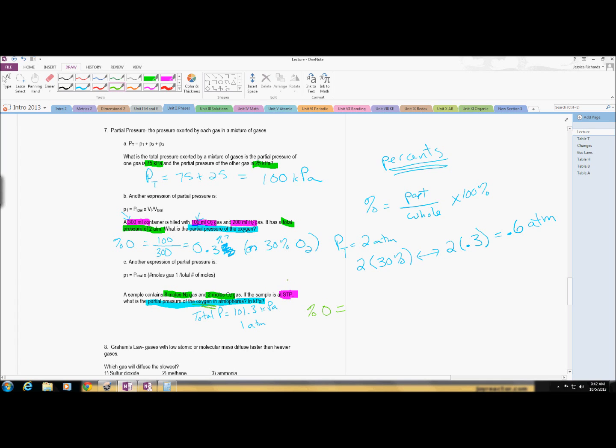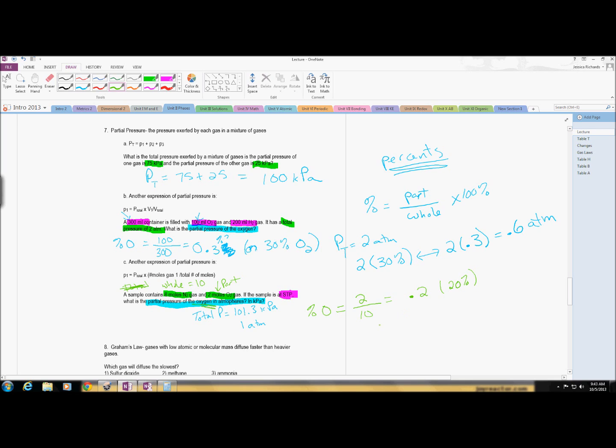So the part that's oxygen is 2 moles. And our total sample, or our whole amount, let's call it the whole amount, is going to be the 8 plus the 2, or 10 moles. So 2 out of 10 means that I have 0.2 or 20% oxygen in this sample.